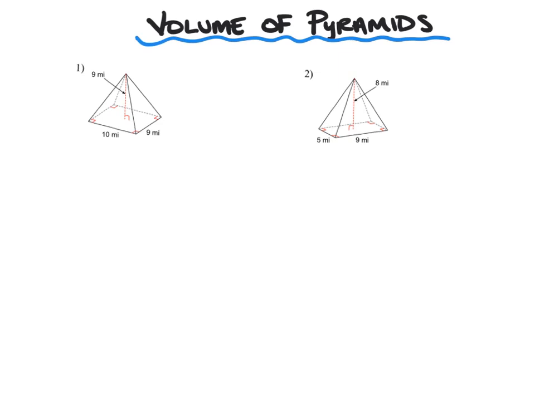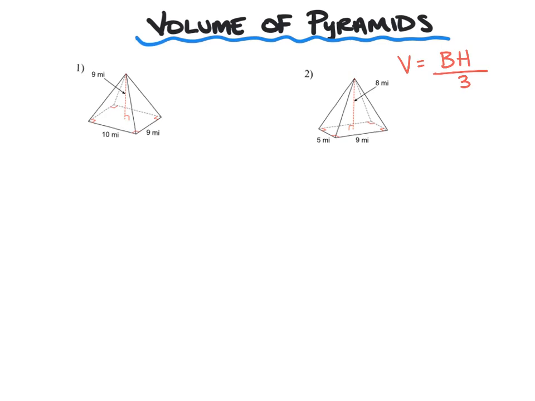Alrighty, today we're going to be finding the volume of pyramids. And it's going to be slightly different than the previous videos where we found the volume of prisms and cylinders. We still have a formula, but it's going to be a little different. We're going to find the big B, the area of the base. We're going to find the big H, the height of the pyramid. But this time, we're going to divide it by 3. That's the only difference between finding the volume of a pyramid versus finding the volume of a prism or a cylinder.